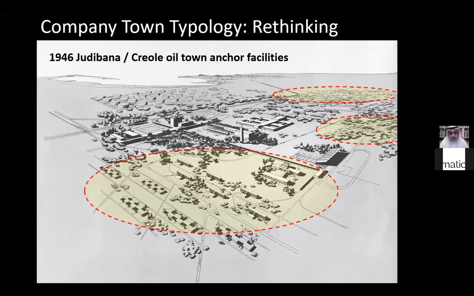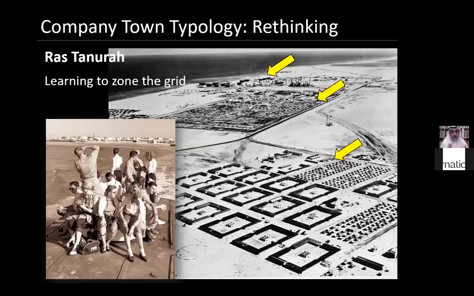This is another shot of the same camp in Venezuela, and you could see very clearly here the labor camp, and then the senior staff and the middle management or engineers. Ras Tanura followed the same, and it was an early experiment of how to build a camp in Saudi Arabia.